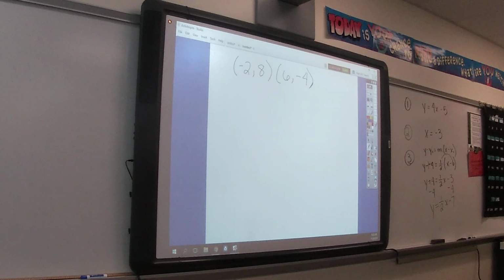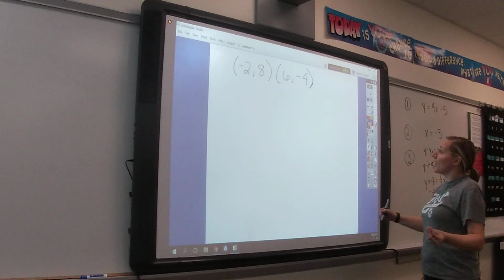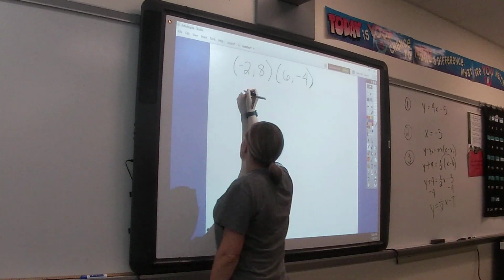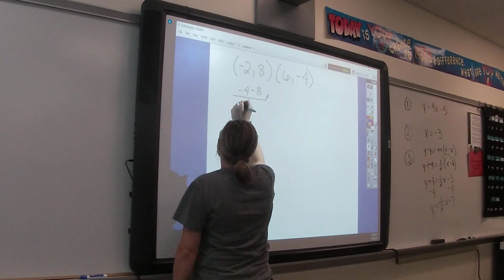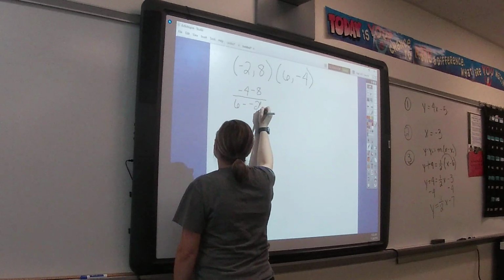Okay, so what are we going to do first? We want to write the equation of this line. We're going to find the slope, so we're going to start doing the y minus the y over the x minus the x. So it's -4 minus 8 over 6 minus -2.